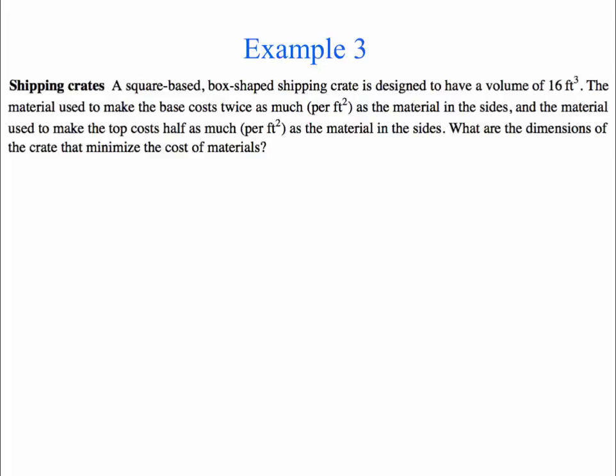It says that square-based, box-shaped shipping crates are designed to have a volume of 16 feet cubed. The material used to make the base is twice as much as the sides, and the top is half as much as the sides. What are the dimensions of the crate that minimize the cost of the materials? So, if you were following my lead and approaching these with the right frame of mind that I was trying to encourage you to, what's the first thing we think about as we get started on this problem?